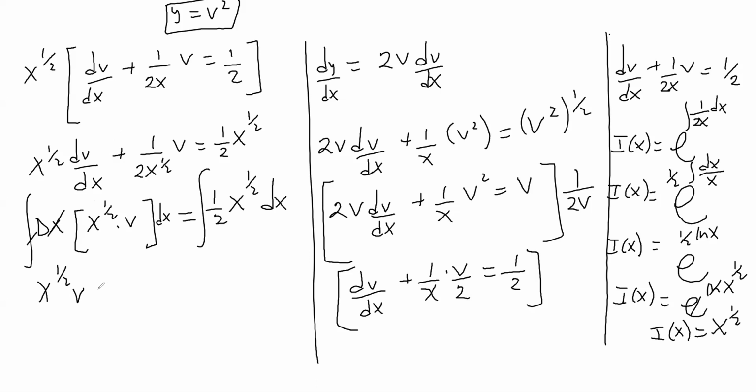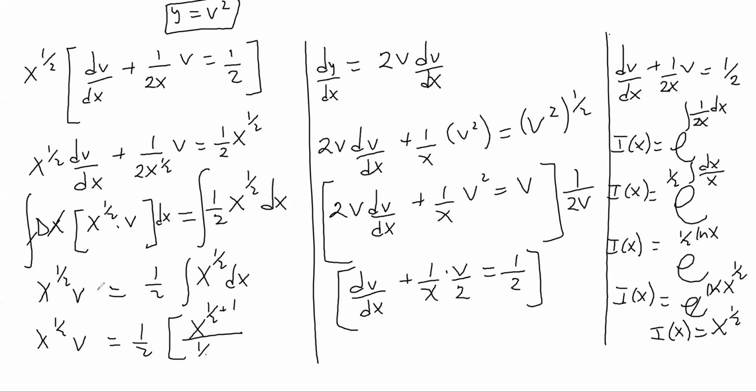Will be equal to, if I put my half out, the integral of x raised to the half dx, which we know. So x raised to the half v will be equal to half, integrating, x raised to 1 over 2 plus 1, over 1 over 2 plus 1, plus some c.